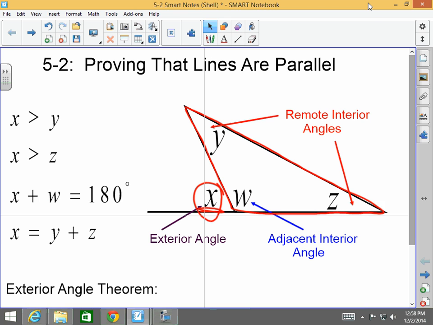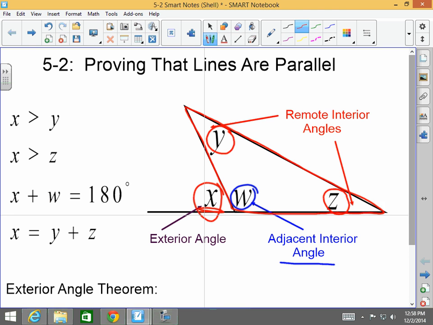Now, hopefully you remember what adjacent means. Remember that adjacent means next to. So W is hence called the adjacent interior angle. And Y and Z are called the remote interior angles. They're called remote because they're far away from the exterior angle.